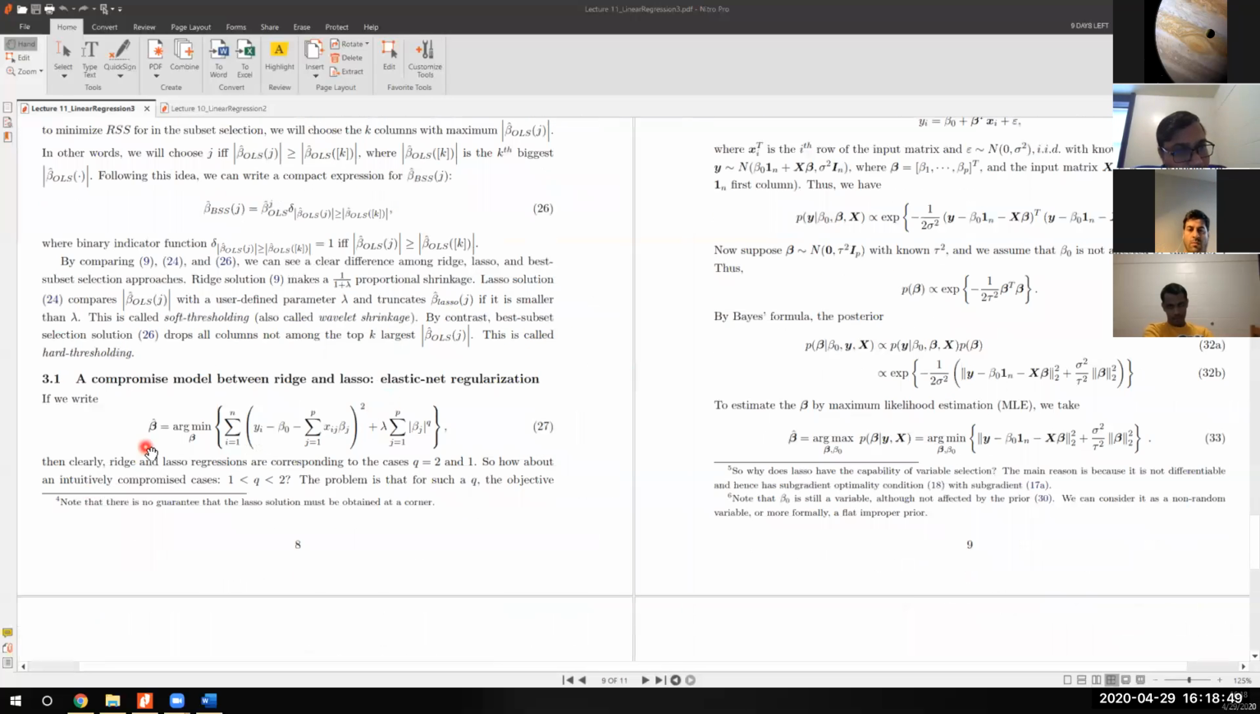Then let's in general write beta in this way. I give this one a Q rather than a 1 or 2. I put this part here as the power of Q of the absolute value of beta J. So clearly, if Q equals 1, it is Lasso. Q equals 2, it's ridge. So a natural question is, can I do something like a compromise between Lasso and ridge? For example, can I try Q equal to 1.5? It looks very beautiful.